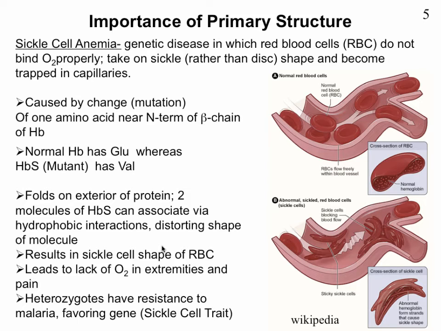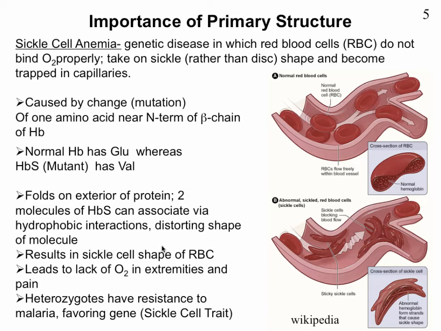When these valines associate through hydrophobic interactions, we get a distorted shape of the hemoglobin molecule. This results in the sickle shape that we see in red blood cells, which then leads to lack of oxygen in the extremities and pain, and is really the biochemical basis for sickle cell anemia.